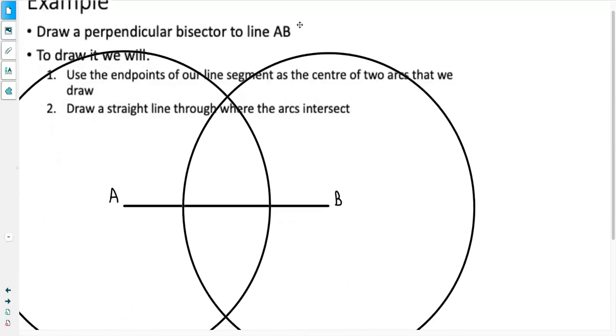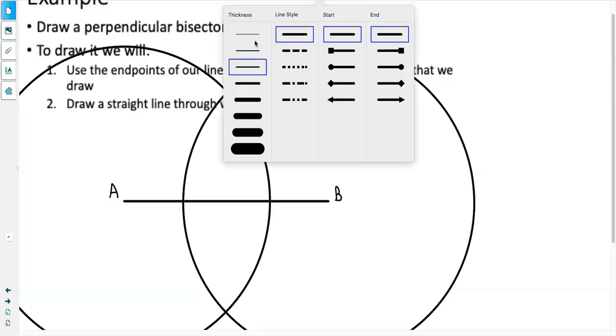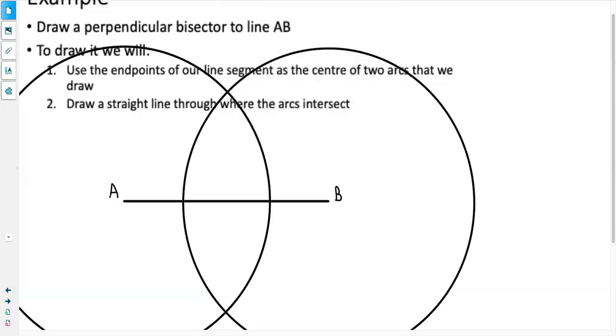Now what we'll do is draw a straight line through where these two circles intersect each other. And that would be our perpendicular bisector. Now, if you were to measure this, it should be 90 degrees. And if you measure this distance and this distance, those distances should be the same.